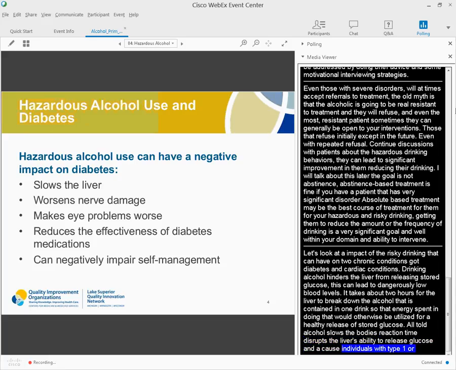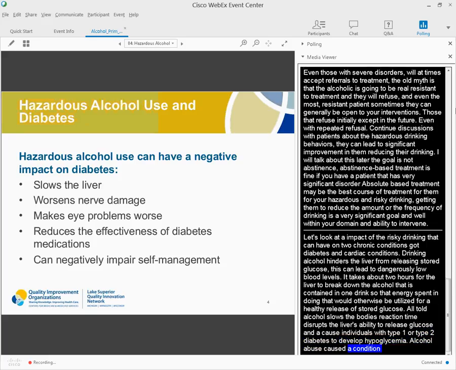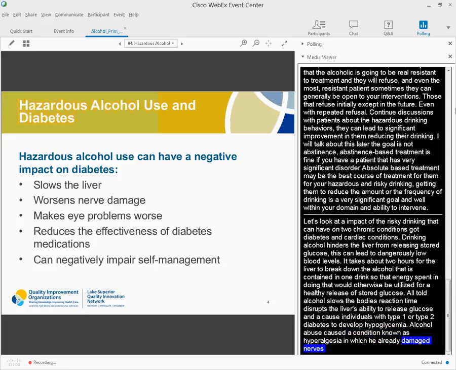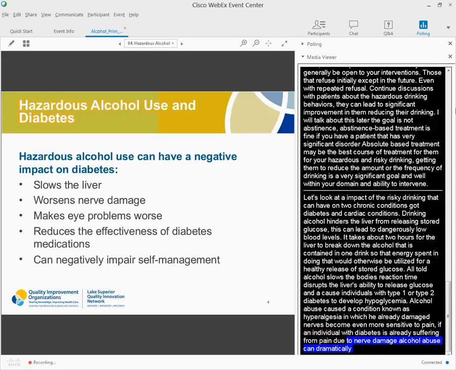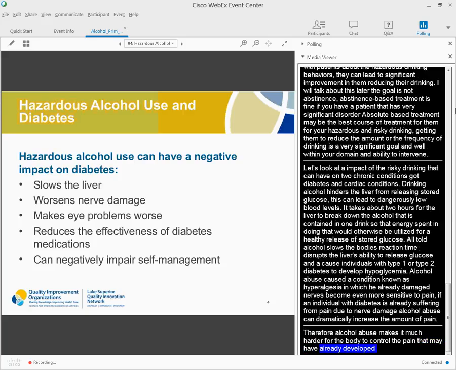Alcohol abuse also causes a condition known as hyperalgesia, in which the already damaged nerves become even more sensitive to pain. In other words, if an individual with diabetes is already suffering from pain due to nerve damage, alcohol abuse can dramatically increase the amount of pain that is felt. Therefore, alcohol abuse makes it much harder for the body to control the pain that may have already developed due to diabetic nerve damage, and in doing so makes the individual's condition dramatically worse.